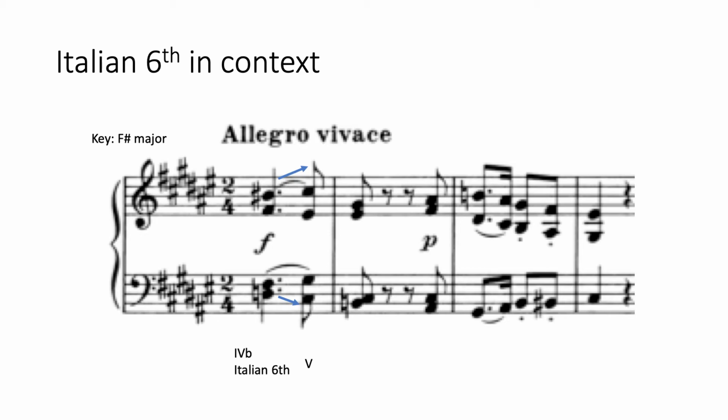Here's an Italian sixth in context. Oh, sorry, my bad. Let me play that again. So again, we have that outwards resolution. We've got this augmented sixth interval, this time between the D at the bottom and the B sharp, augmented sixth. We've also got that tritone, and both the tritone and that augmented sixth are going to resolve outwards.